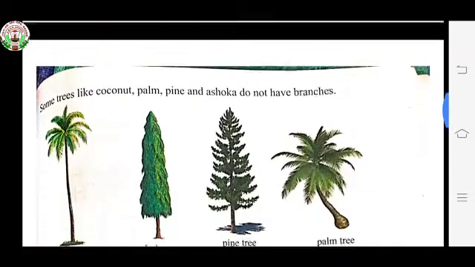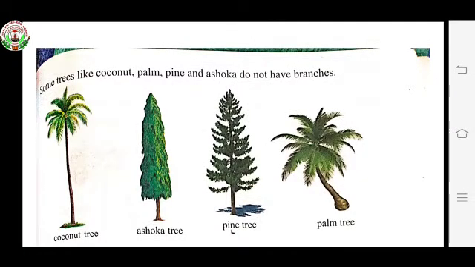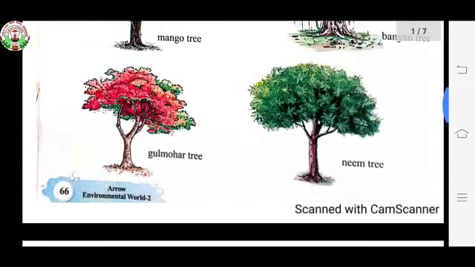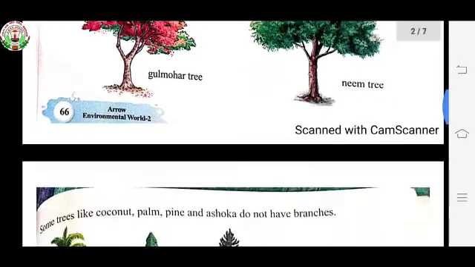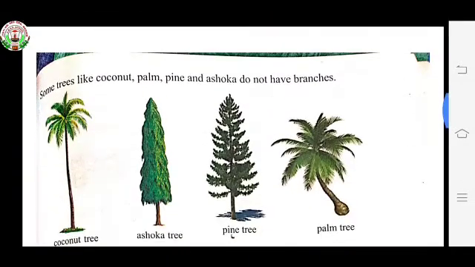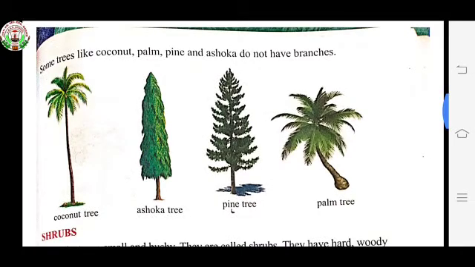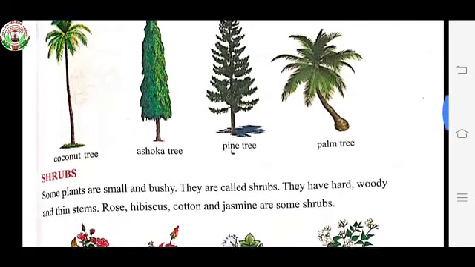Some trees like coconut, palm, pine and ashoka do not have branches. So children, in the above trees, we can see many branches are there. But some trees are also there which do not have branches. See, for example, coconut tree, ashoka tree, pine tree and palm tree. These trees do not have branches.